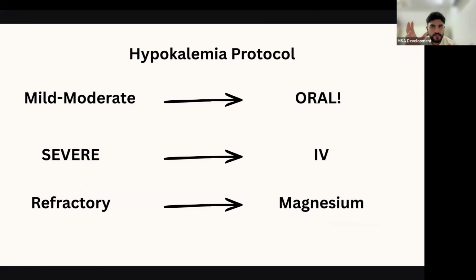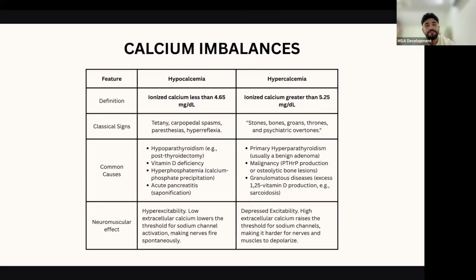Now, for hypokalemia, there's not much emphasis from the doctor. However, I put this here for your reference. If it was mild to moderate, I'd give potassium supplements orally. If it was severe, then I'm going to move to IV. However, if it's refractory and not improving, the levels are still low, then usually we give magnesium, because in magnesium deficiency you're going to have potassium deficiency.